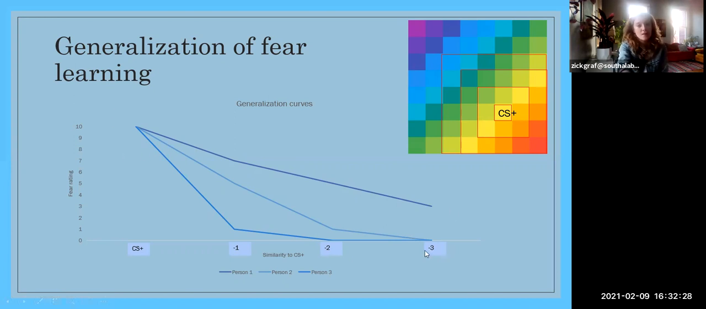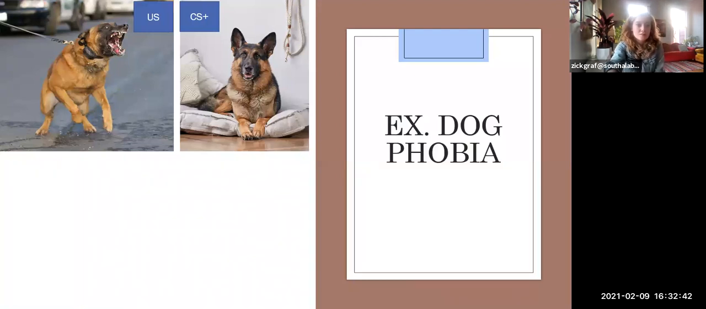And individuals who are biologically predisposed to developing fear conditioning also experience their fear conditioning generalizing more to stimuli that are similar, but not the same as the stimulus that was paired with a negative unconditioned stimulus. So an example of this from dog phobia. Say we're thinking about this kid who doesn't necessarily have a ton of biological vulnerability, so they developed a dog phobia because of a genuinely scary experience with a vicious dog that bit them.